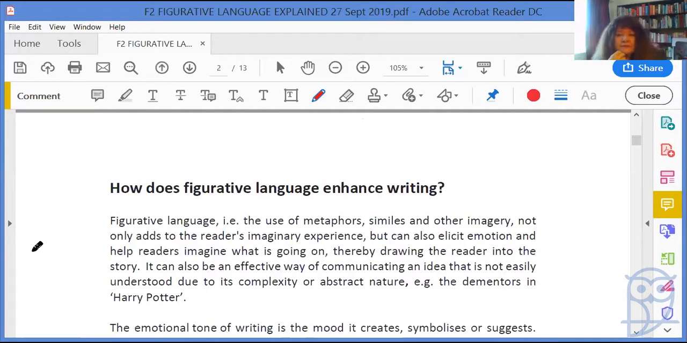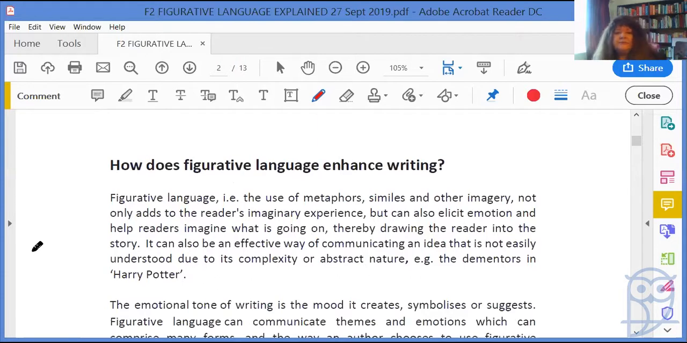Now, how does figurative language enhance your writing? Okay, let's have a wee look at that, because it's going to make your writing better. As we said, you'll get more points, you'll get more marks, and you're going to look very erudite and smart if you use any of those figures of speech that we've just looked at. So figurative language, i.e. the use of metaphors, similes, and all the other ones, not only adds to the reader's imaginary experience, but you can even elicit emotion and help readers imagine what's going on. So you draw the reader into your story.